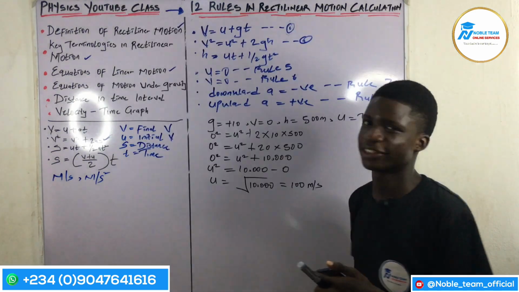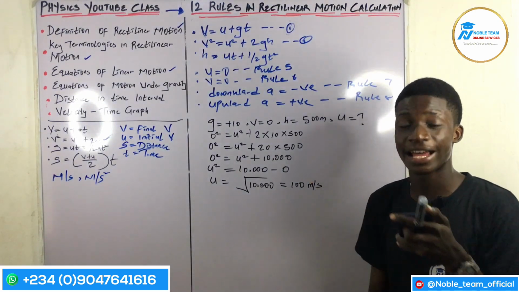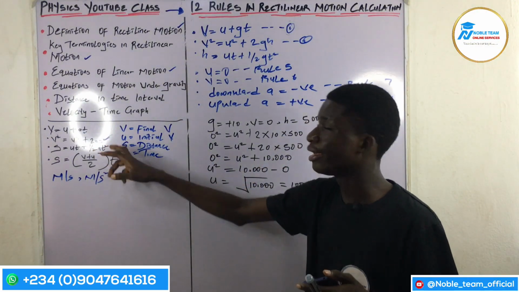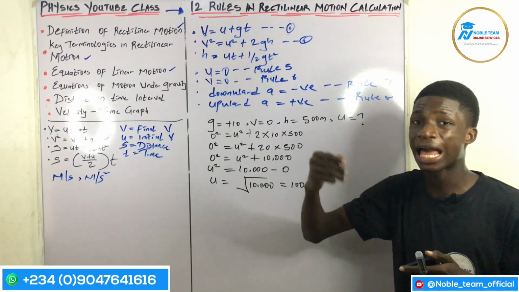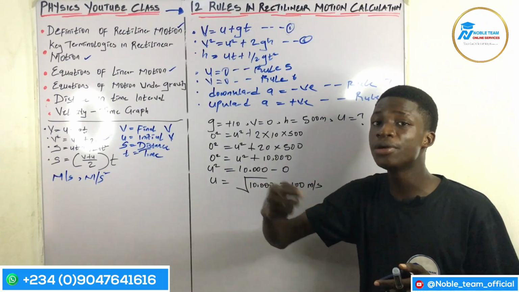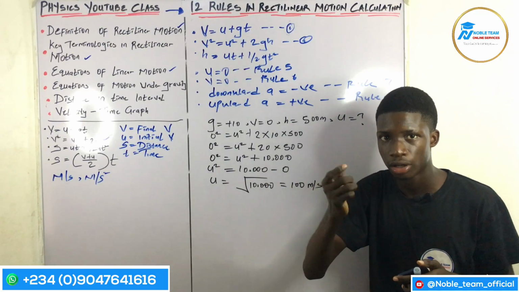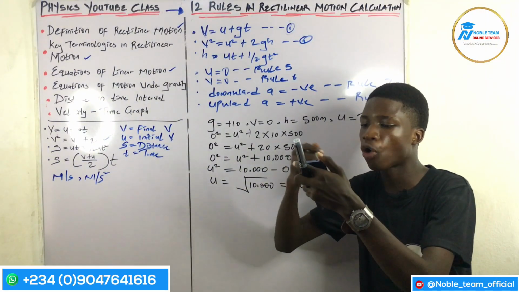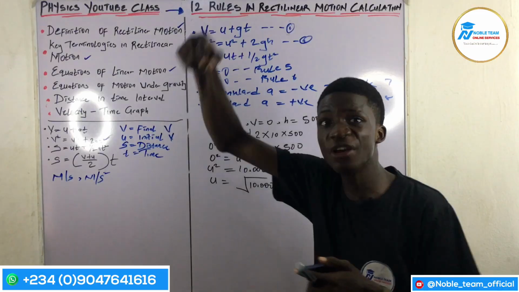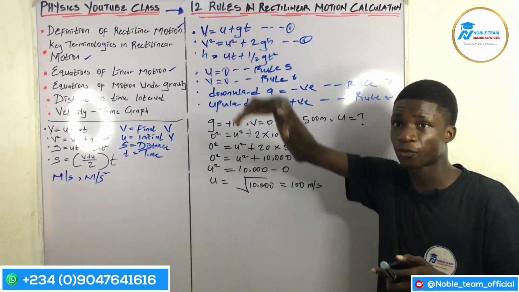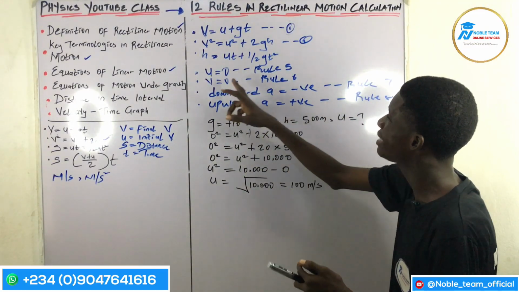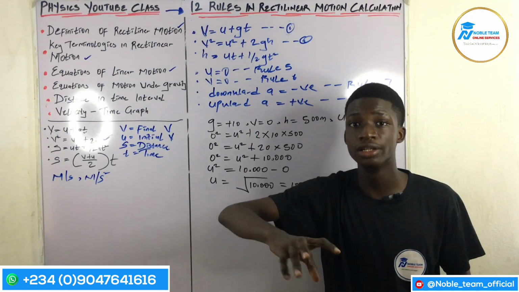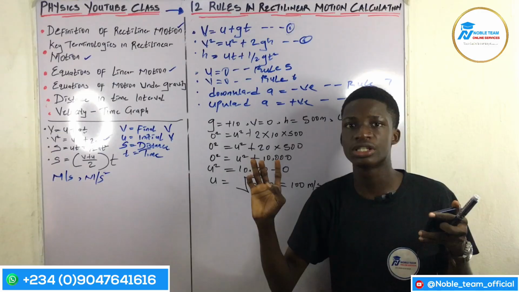Now looking at this question, they say distance. You can see they want to confuse you. Remember when I said that in equations of motion under gravity, distance is being replaced with height. So don't get confused. Since this particular object is falling freely, it simply means that my u is going to be 0. My initial velocity is 0.